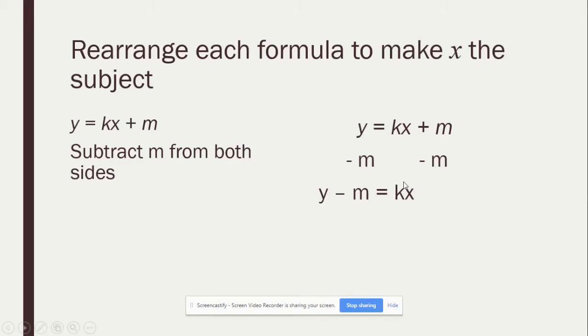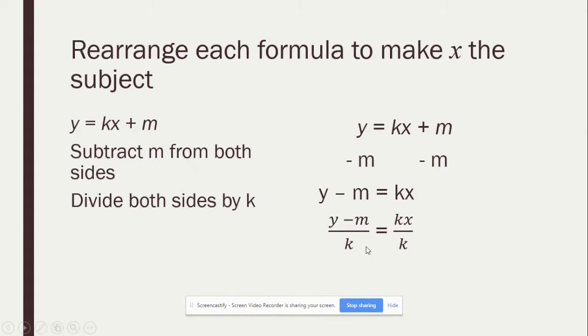But now we've got k and x. How do we get rid of the k? Well, the k is being multiplied by the x, so we do the opposite, which is divide both sides by k. That gets rid of the k's, and we're left with the x on that side. This side we can't do anything to, it has to stay the same. So we're left with y take m over k.